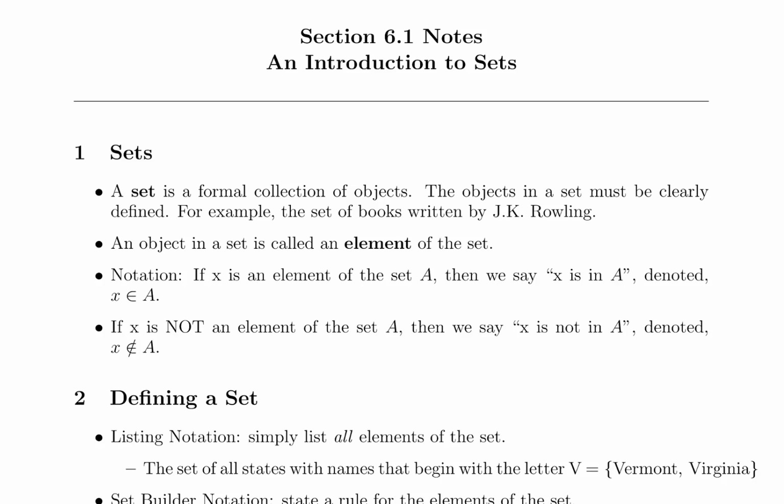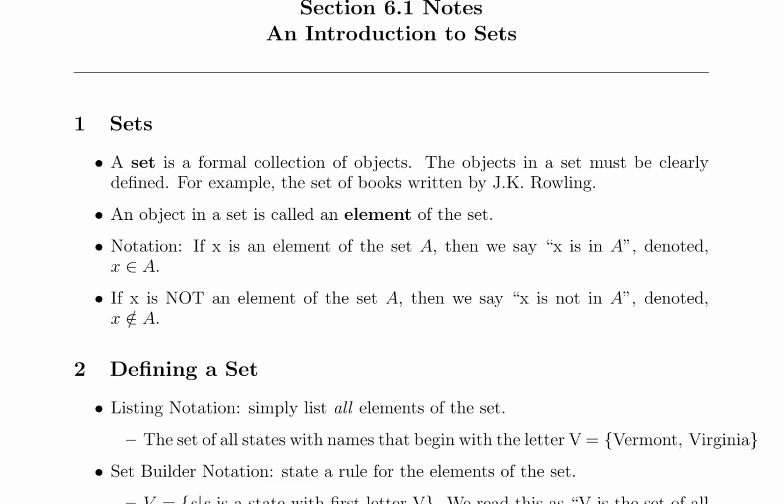We're going to be looking at sets today. A set is just a formal collection of objects. There should be some rule that clearly defines what is in the set and what isn't in the set. So for example, we could have the set of books written by J.K. Rowling. So that would be all the Harry Potter books and anything else that J.K. Rowling has written as well.